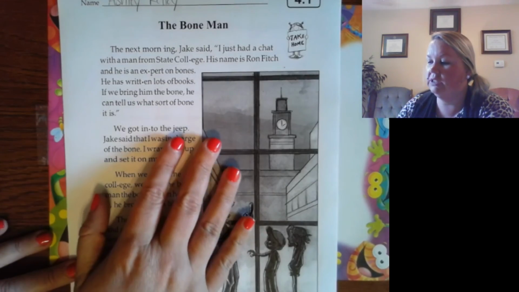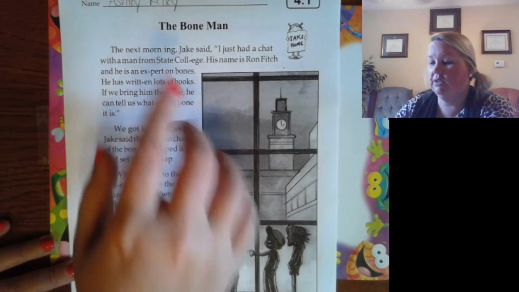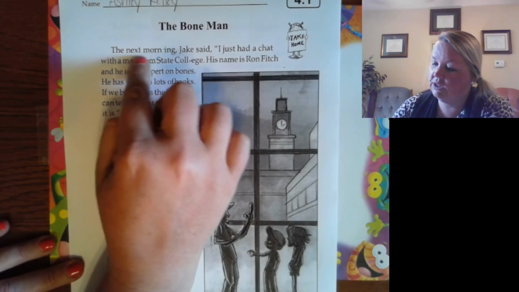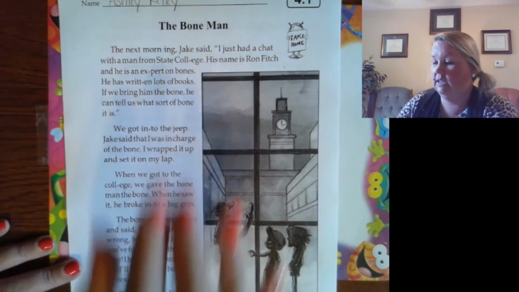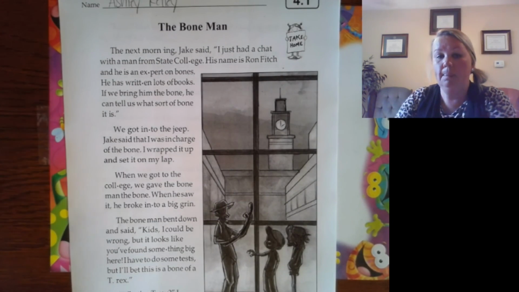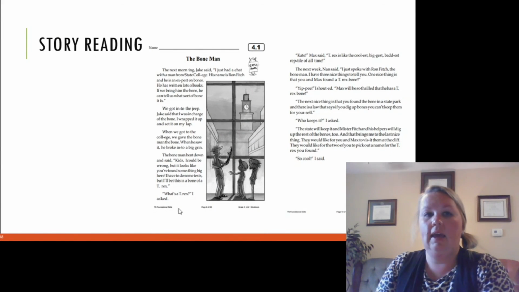So what I need you to do is to reread this to make sure that you understand it. So you were going to start at the title, go ahead and read the title, and then take a second to read this and make sure that you understand this story, The Bone Man. Go ahead and take this opportunity to pause and practice.